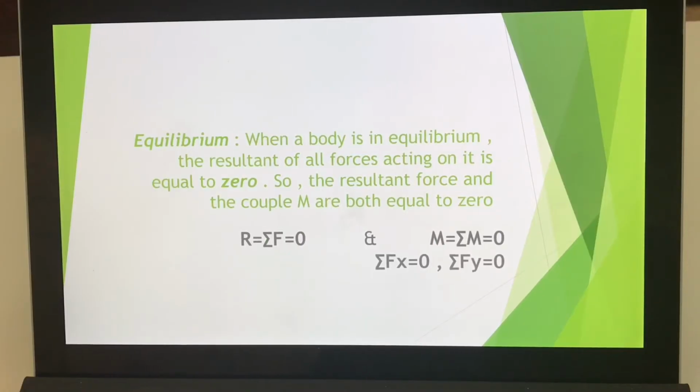First, define the equilibrium. When a body is in equilibrium, the result of all forces acting on it is equal to 0. It means sigma F is equal to 0. It means sigma Fx equals 0 and sigma Fy equals 0. The result of force and the couple M are both equal to 0. It means the moment, or sigma moment, equals 0.